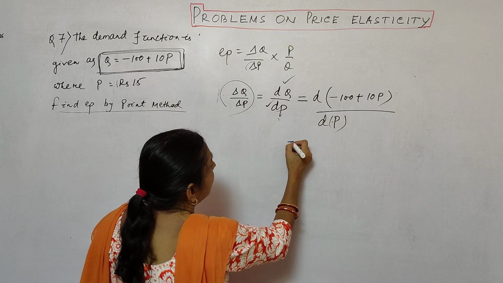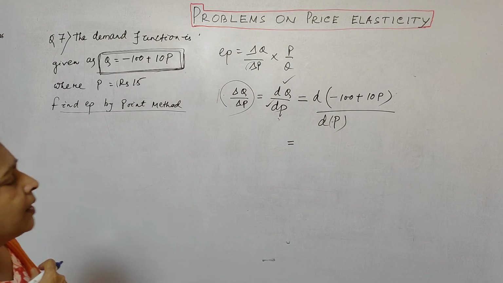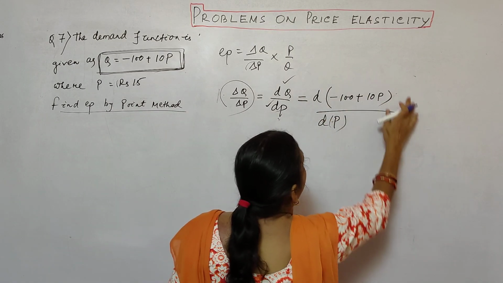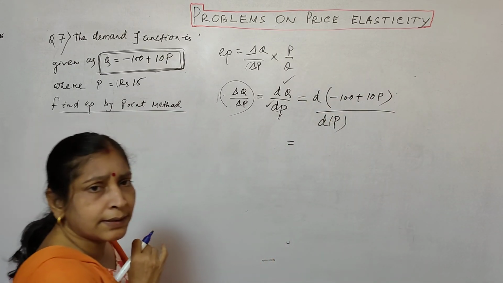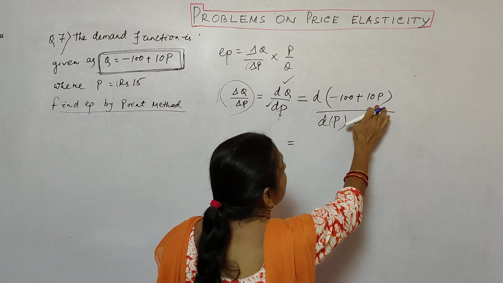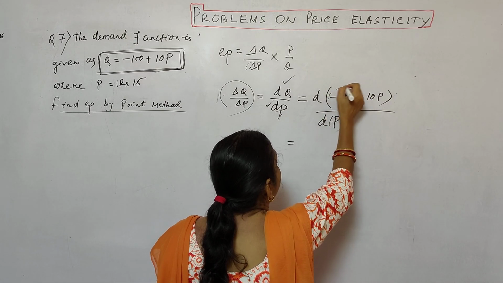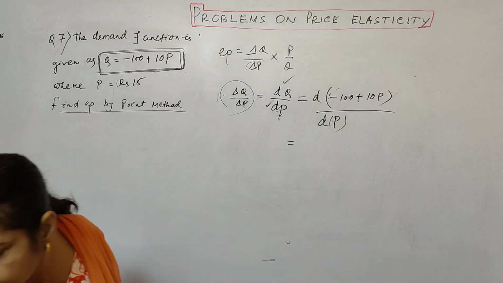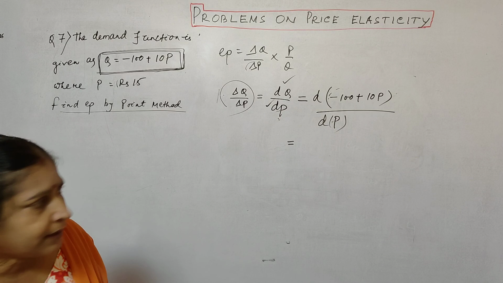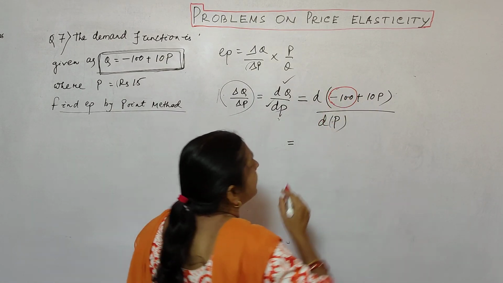So, friends, you see here, this is the derivative form. Now, we will find out the derivative of all this equation. So, what will be the derivative of this? Friends, first we will find out the derivative of minus 100. What will be the derivative of minus 100? First we will find out its derivative.